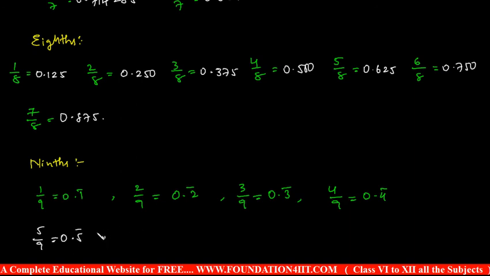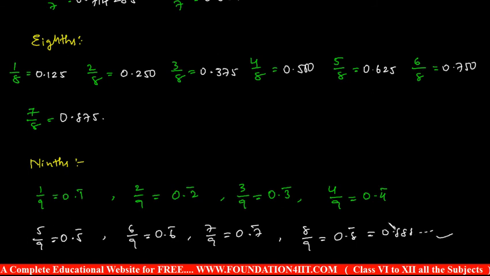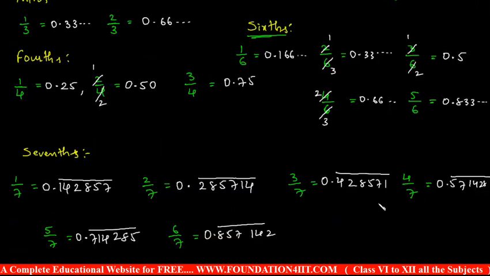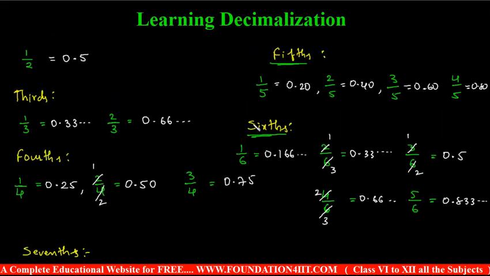And 5 by 9 is 0.5 bar, that means 0.55 repeats. 6 by 9 is equal to 0.6 bar. And 7 by 9 is 0.7 bar. And 8 by 9 is equal to 0.8 bar. 8 bar means 0.888 repeats, the same way. And tenths are simple. 1 by 10 is 0.1, 2 by 10 is 0.2, 3 by 10 is 0.3. That is simple. So the main thing is that these are the processes in learning decimalization.